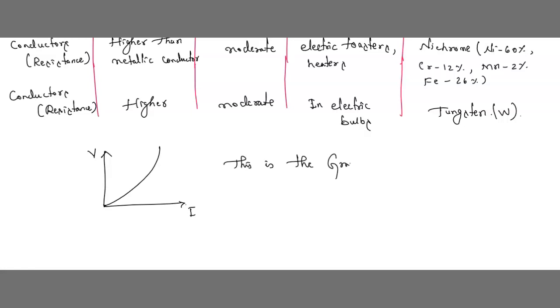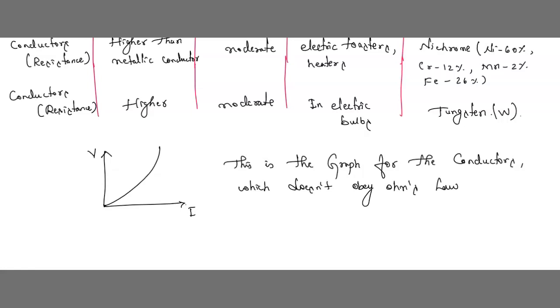This is the graph for the conductors which do not obey Ohm's law. If any conductor does not obey Ohm's law, then the graph will be a curve. It is not a straight line. If we get a curve, not a straight line, or any other irregular shape, it means that it does not obey Ohm's law. I hope you have understood.